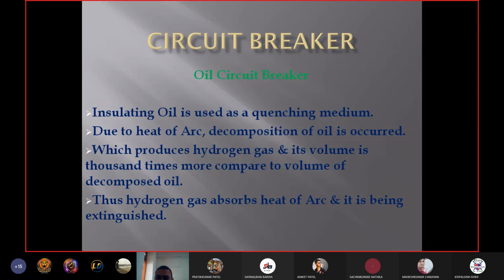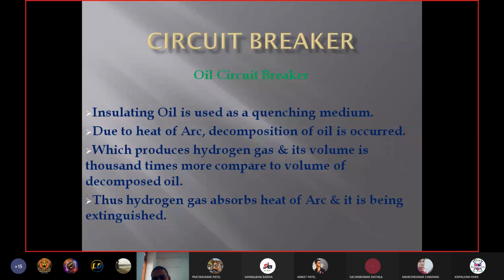It produces hydrogen gas, and the volume of the hydrogen gas is 1,000 times more compared to the volume of decomposed oil. This hydrogen gas absorbs the heat of the arc, and the arc is extinguished by the hydrogen gas. Okay, understood now? We are using insulating oil as our quenching medium.